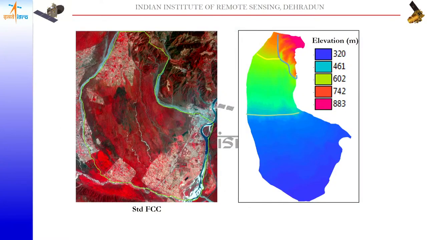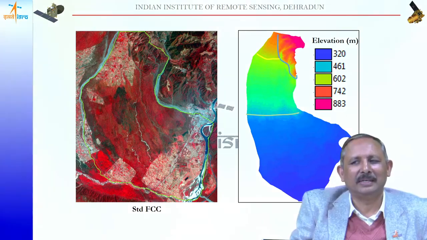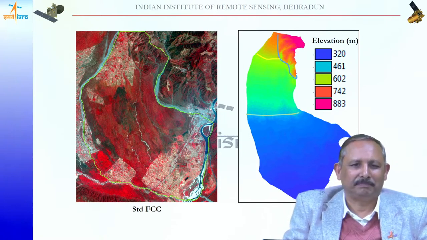I am showing you one example. This is one area, and the false color composite was taken when there was no crop, so you see the fallow area shown. On the right side is shown the same area as the digital elevation model, you can say the height map.